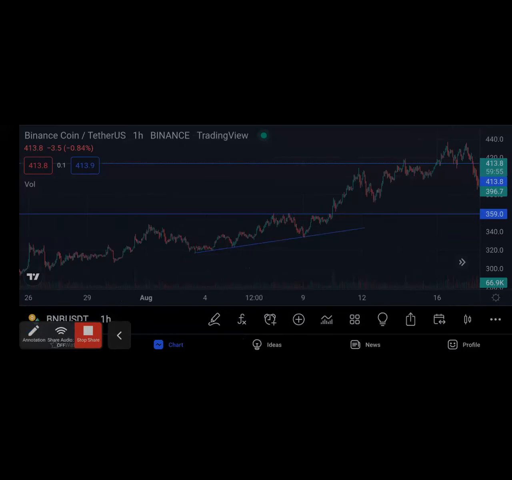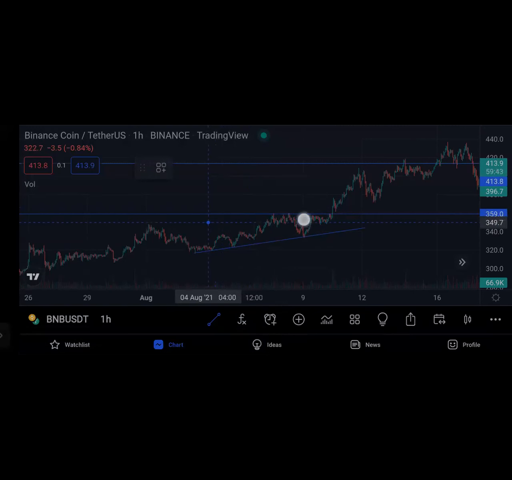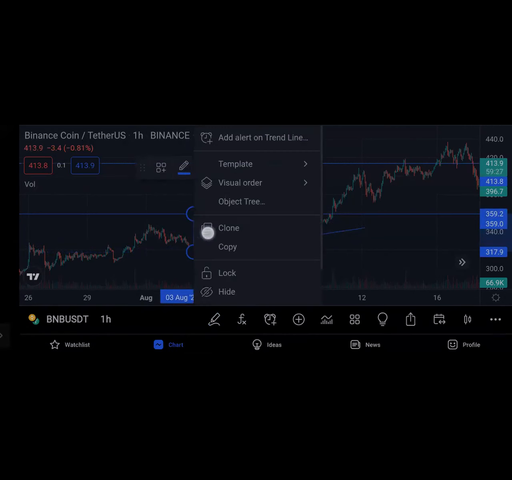you have to measure from your horizontal line and your upward slanting line, from the top to the first low. This is what I mean. You have to measure from here. You don't have to measure from here to here. Then move it. Now move it.